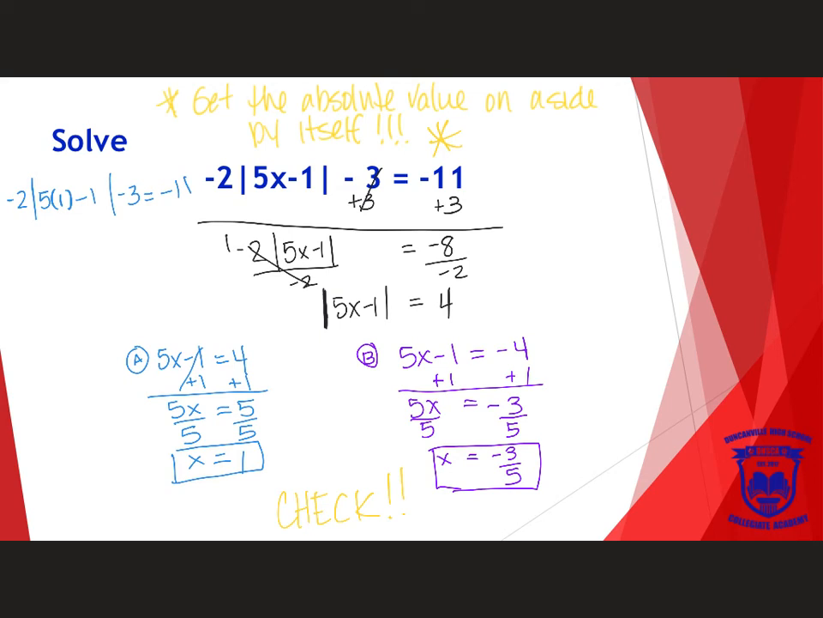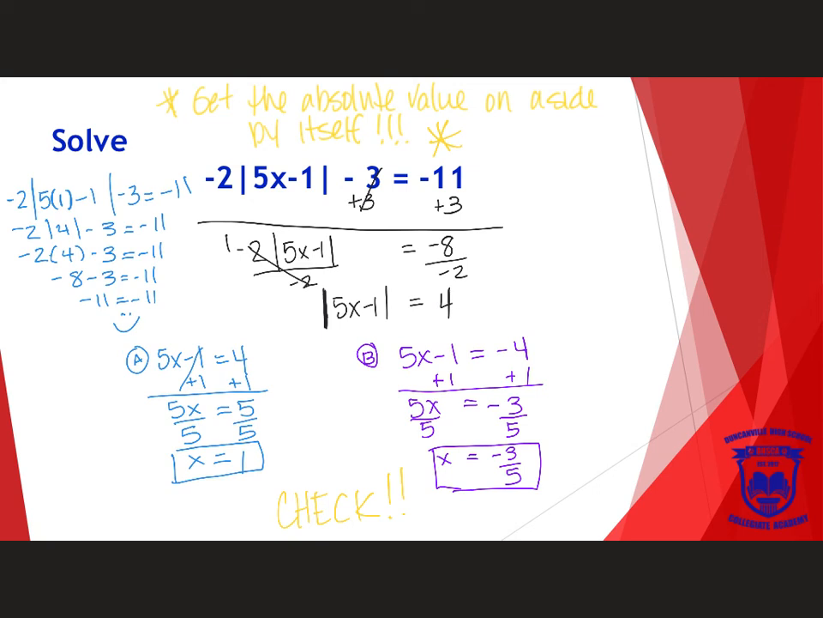So I've got to do this math. So that's going to be negative 2 times the absolute value of 5 times 1 is 5, minus 1 is 4, absolute value of 4, minus 3 equals negative 11. The absolute value of 4 is just 4, so I have negative 2 times 4 minus 3 is negative 11. Negative 2 times positive 4 is negative 8, minus 3, which is negative 11, is equal to negative 11. So that works. So x equals 1 is one of my answers.